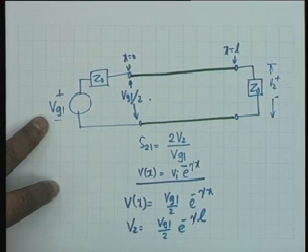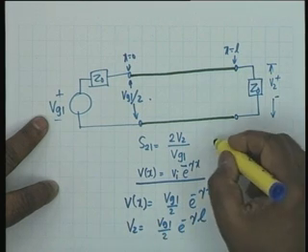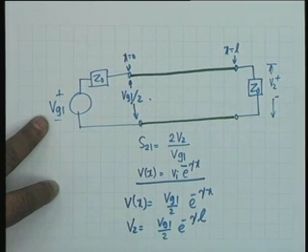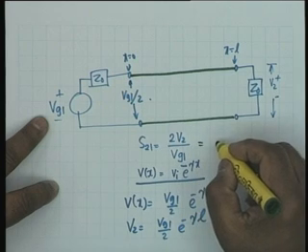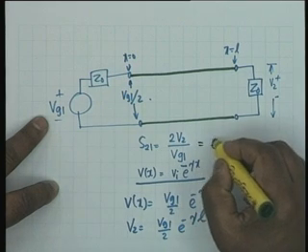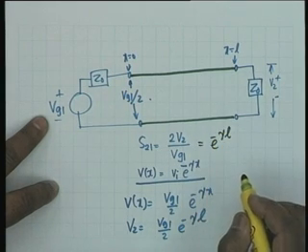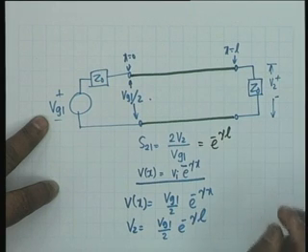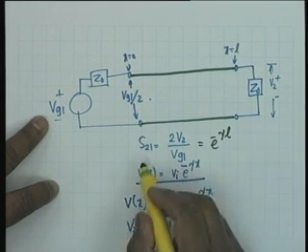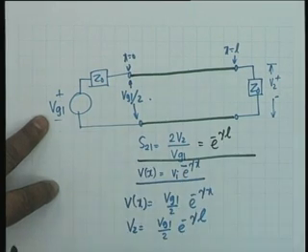Which means that S21 will be simply e to the minus gamma L. There is a mistake in the textbook. This is the correct answer, e to the minus gamma L. The textbook says twice of this value, which is a mistake.